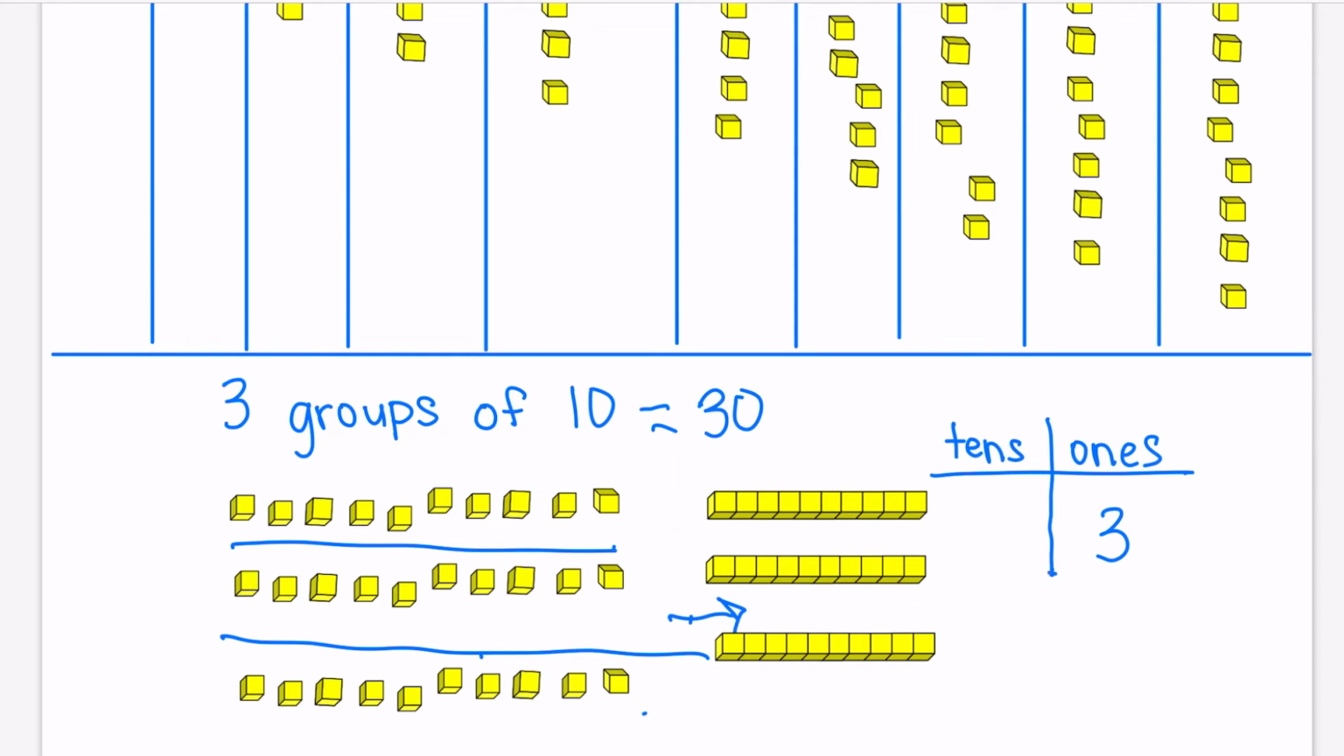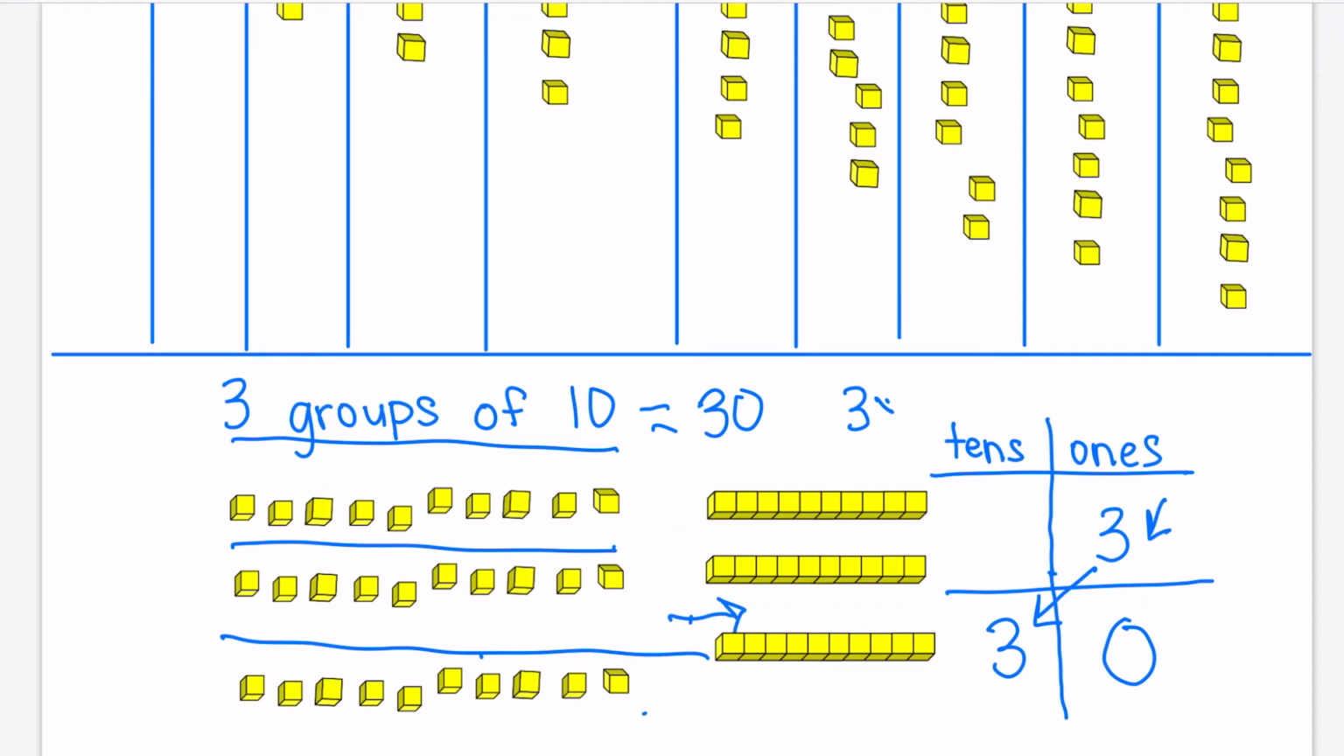So let's look at what happens on our place value chart. I went from a 3 in the ones place to the 3 now being in the tens place, and I have 0 loose ones. So I can use this when I'm building a strategy for multiplying by 10, because 3 groups of 10 is the same thing as 3 times 10.